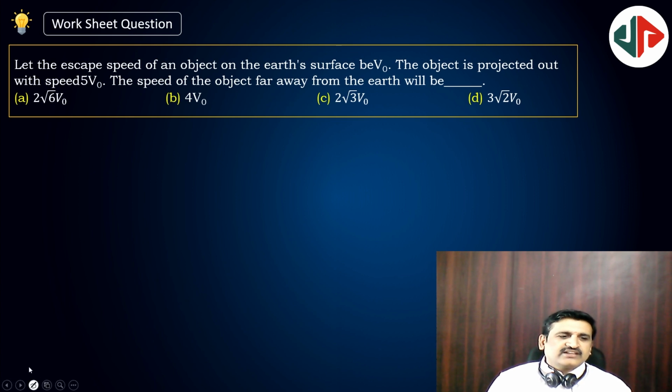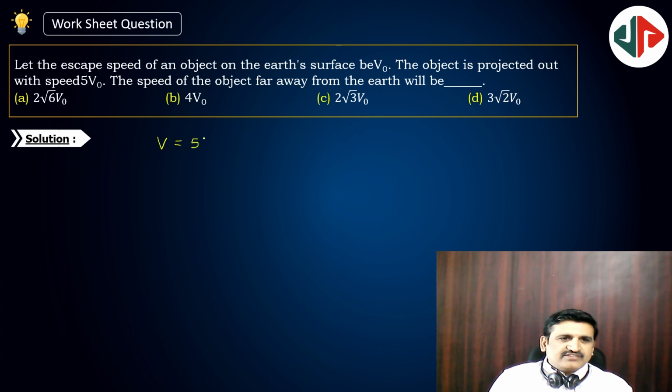Let me take another color. If the projected speed is 5 V0, where V0 is the escape velocity. He said that only, right? Escape speed, yes. In order to confuse you, he gave V0, so people will confuse that it's an orbital velocity. Now, what is the velocity at infinity? That is the question.